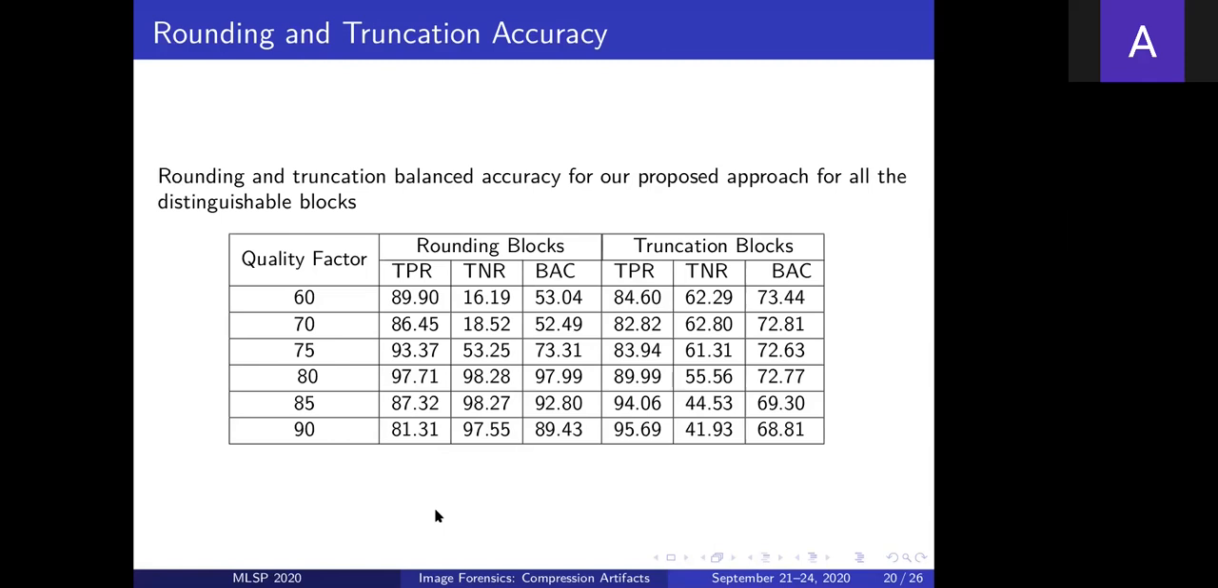Now we show the results of our classifier on these two blocks separately. We can observe that at quality factor equal to 80, the accuracy of classification of rounding error blocks increases significantly by 24%. This can again be attributed to the increase in number of rounding error blocks at quality factor equal to 80. On the other hand, the number of truncation error blocks remain the same. Therefore, the truncation accuracy remains approximately the same across quality factor.